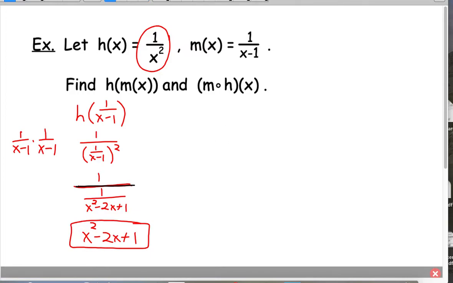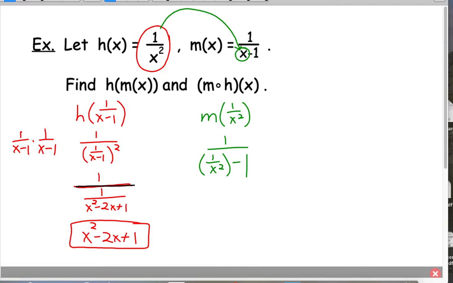Now let's find m of h of x. So now we take the function m and we send h to it, and h was 1 over x squared. And so m takes that input, and it's going to be 1 divided by the input, which is 1 over x squared, minus 1. So notice I'm plugging in 1 over x squared in for x right there. All right, so now we have another complex fraction.